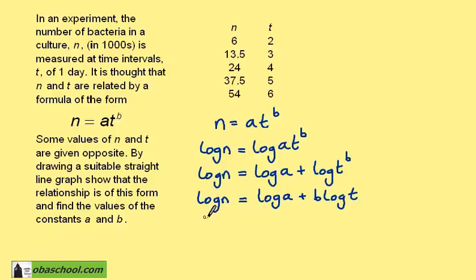If the relationship is of this form, then y equals c plus mx, and we know y equals mx plus c is the equation of a straight line. We can see here that the intercept c would be log A, the gradient m would be B, y is log N, and x is log T.